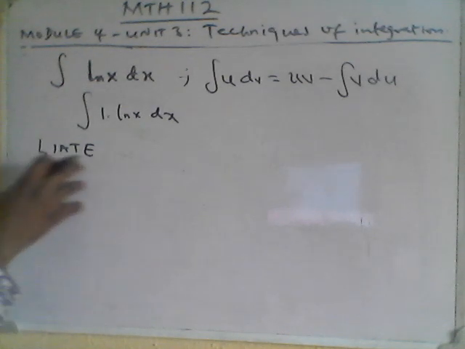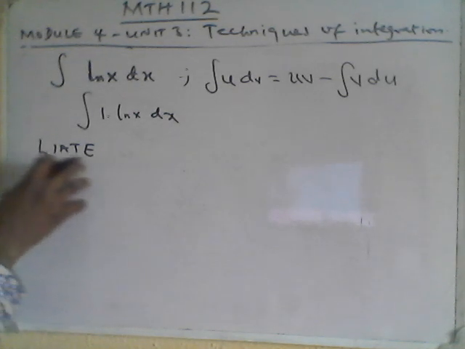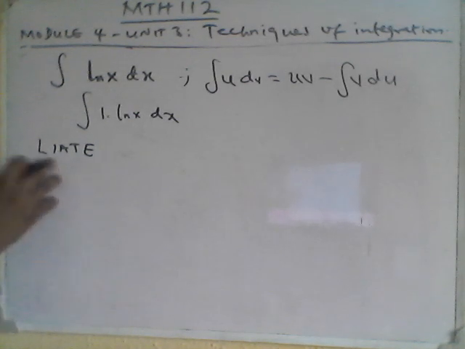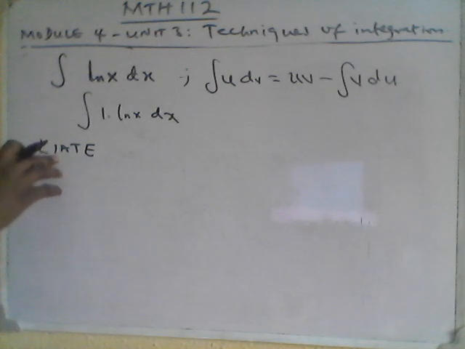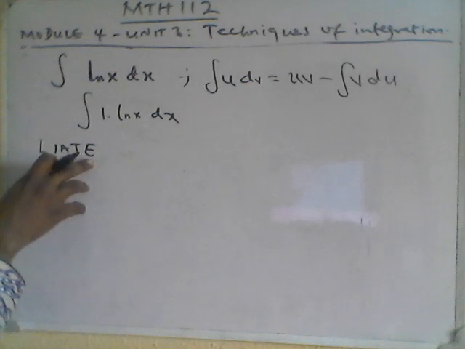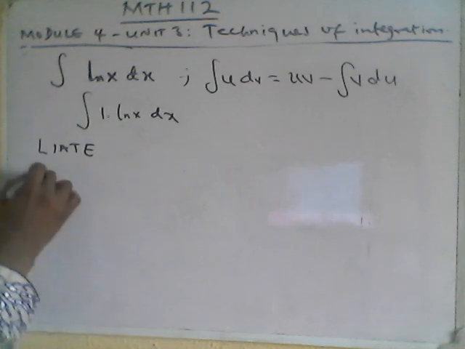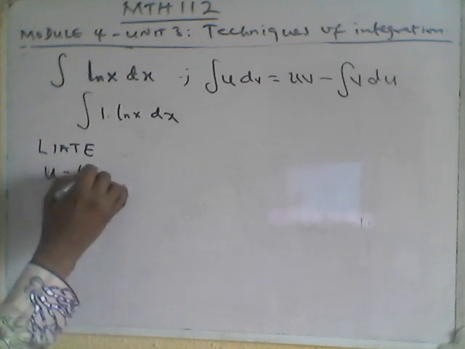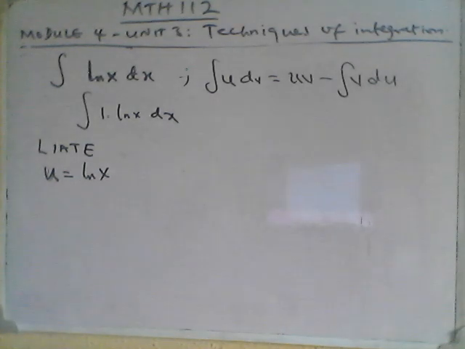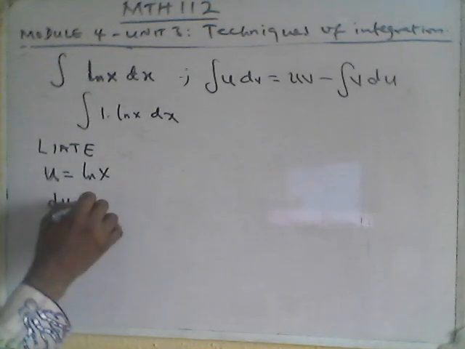That is what LATE does to integration by parts. It just shows you the order in which we choose u, which function we take as u. So I have logarithm, inverse trigonometry, algebraic expressions, trigonometry, and exponential functions. From the top, you see that I have ln x here. So u is ln x, the natural log of x, right? And dv is 1 dx.